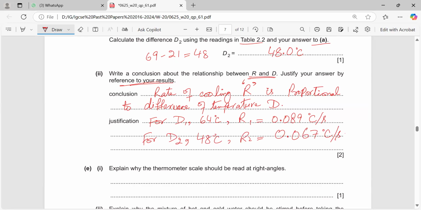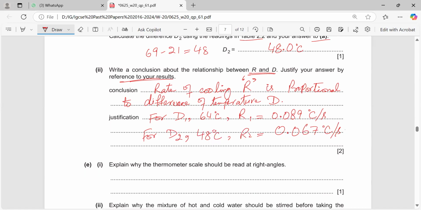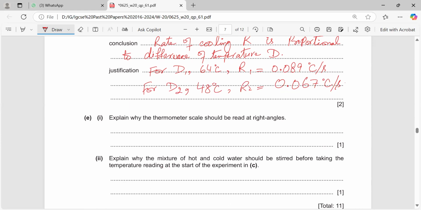Vice versa means the reverse of it. When the difference of temperature is smaller, the rate of cooling is also smaller. And difference of temperature between what? In this case, we can say difference of temperature between the initial temperature of hot water and the room temperature. Next is explain why the thermometer should be read at right angles.